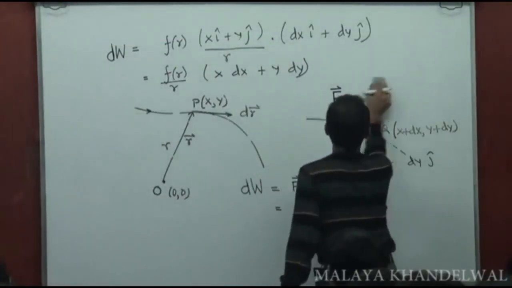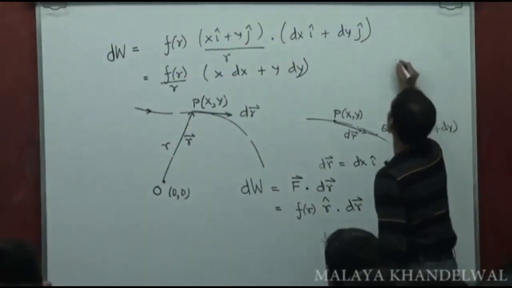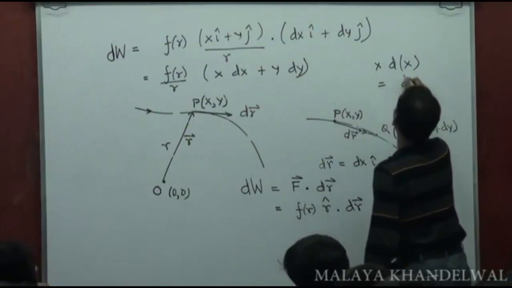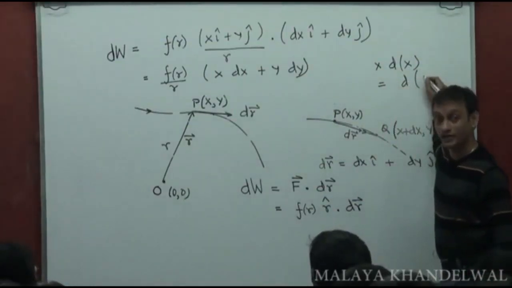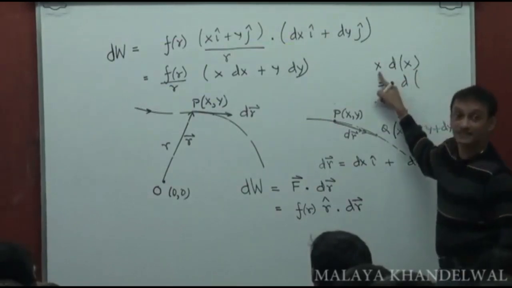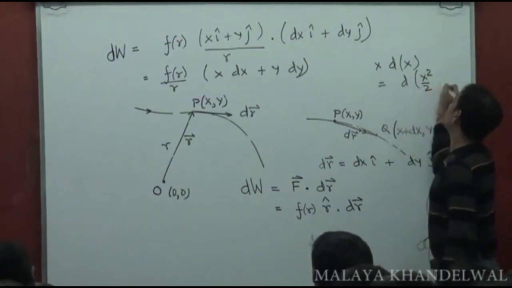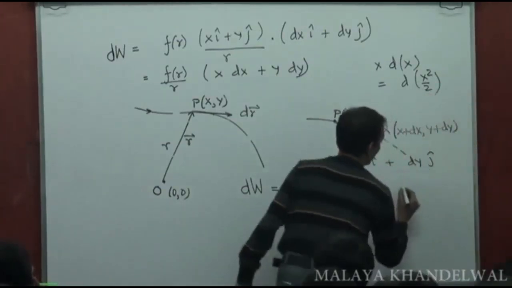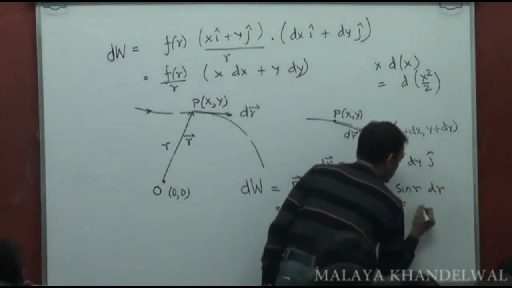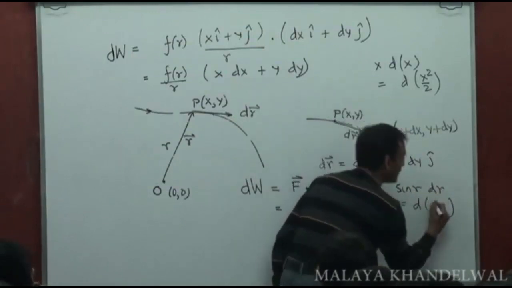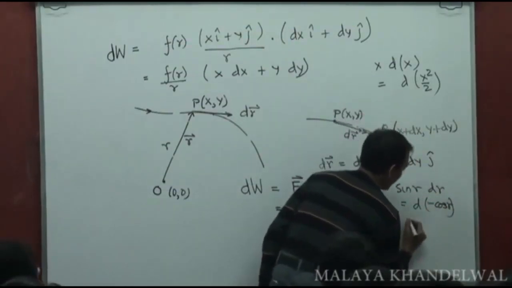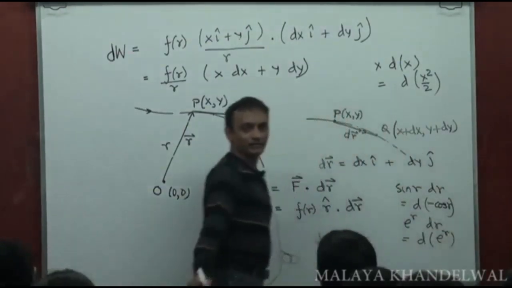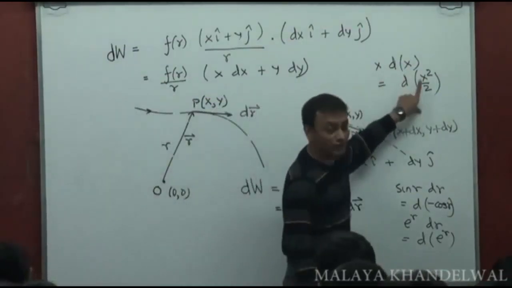Now, go back to early days in calculus when I told you x dx is d of what? Integral of this, isn't it? d of x squared by 2. You remember this? If I had a sin r dr, then that's going to be d of the integral of sin r, which is minus cos r. Right? If I had e to the power r dr, then that's going to be d of e to the power r. So x dx would be d of x squared by 2.